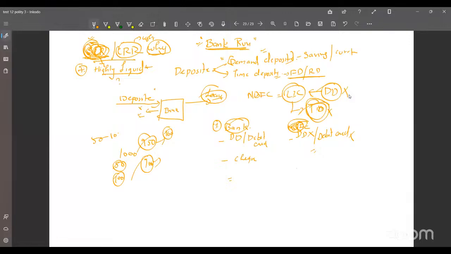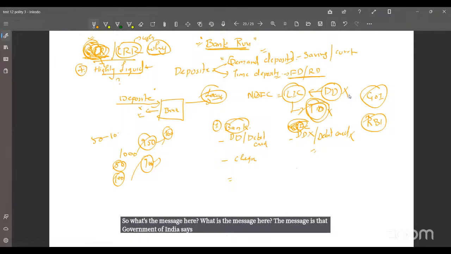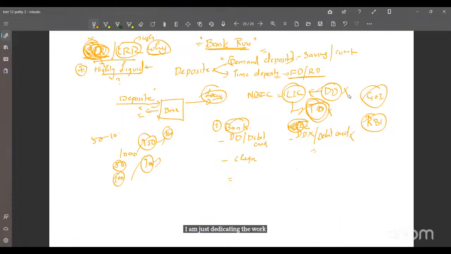So who prints the 1 rupee note? The government of India prints it. Who prints the other notes? RBI. So what's the message here? The message is that the government of India says, if I want, I can print the money on my own, but I have other work to do. So what I'm letting the RBI do, I am just dedicating that work.